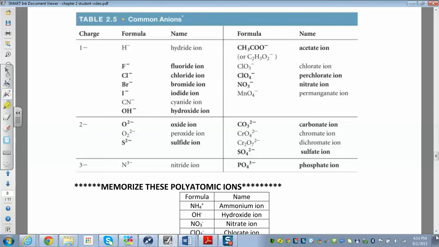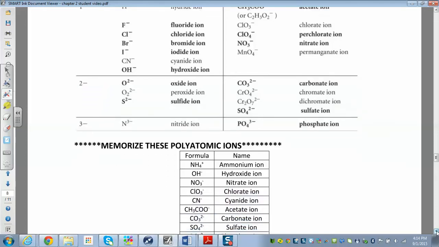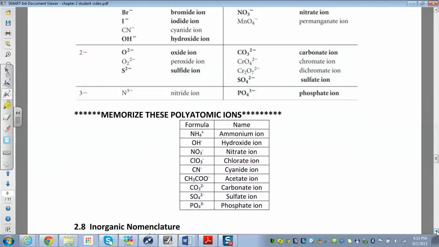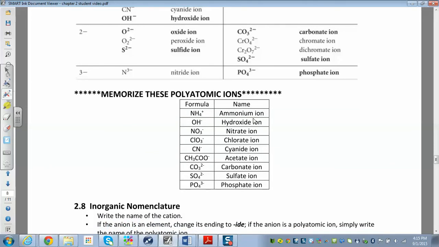So the ones that I really want you to memorize, and I want you to know their formula, you need to know their charge, and you need to know their name. The ammonium ion, NH4+, hydroxide, OH-, nitrate, NO3-, chlorate, ClO3-, cyanide, acetate, carbonate, sulfate, and phosphate. So I put these in a specific order so you can kind of memorize them by charge, group them together. Whenever you're memorizing something, it's a lot easier if you memorize them in groups. That's what I've always found anyway. So those all have +1, these have -1, these are all -2, and that's a -3.